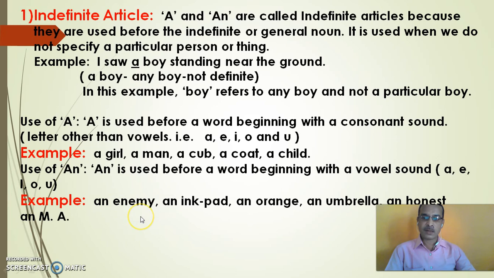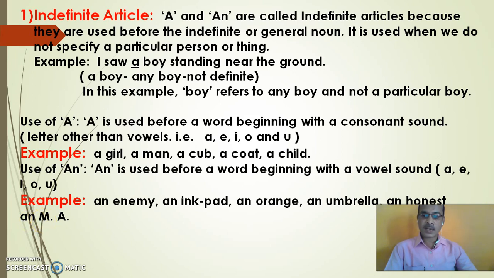Here, one exception is there. Some of the words are exceptions to this rule. Look at the word honest. Although it starts with the letter H, it sounds like O. So, we will use article an before such a word. Similarly, previously I have also mentioned the use of M. It is a consonant, but it sounds like a vowel. So, article an will be used before such examples.